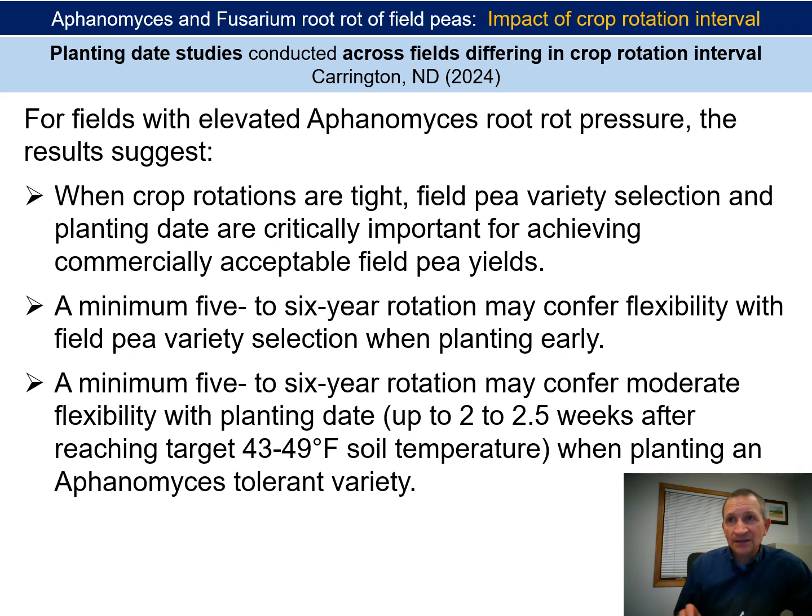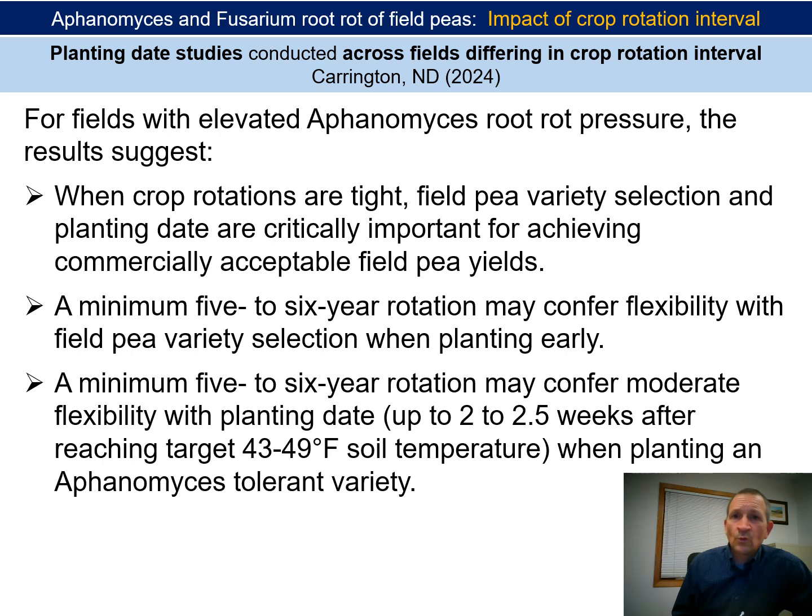So you can get away with planting 2 weeks after you hit that perfect soil temperature for an Aphanomyces field if you have a long crop rotation interval. You're still going to suffer yield loss, it's just not going to be catastrophic. But then it becomes very important to have that tolerant variety.